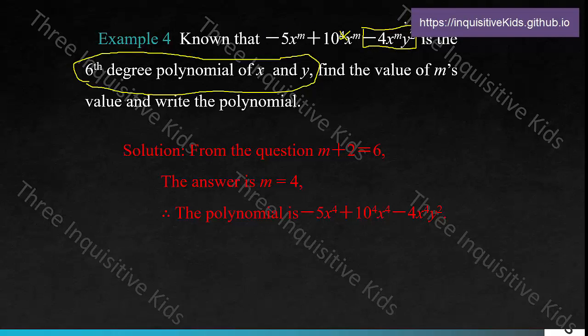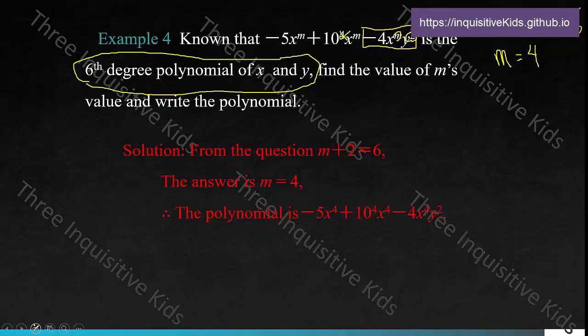So now we know that the degree of the whole polynomial only looks at the degree of the monomial with the highest degree. And we know that this is the monomial with the highest degree. And it says that the polynomial is of the sixth degree. So the exponents up here, m and 2, added together would have to equal 6. Well, what plus 2 equals 6? 4 plus 2 equals 6. m equals 4. And that is the answer.